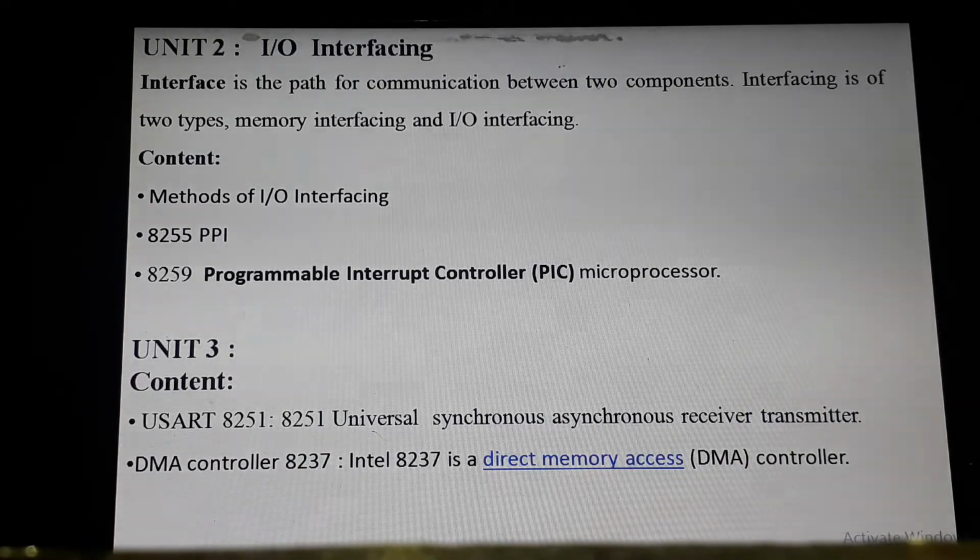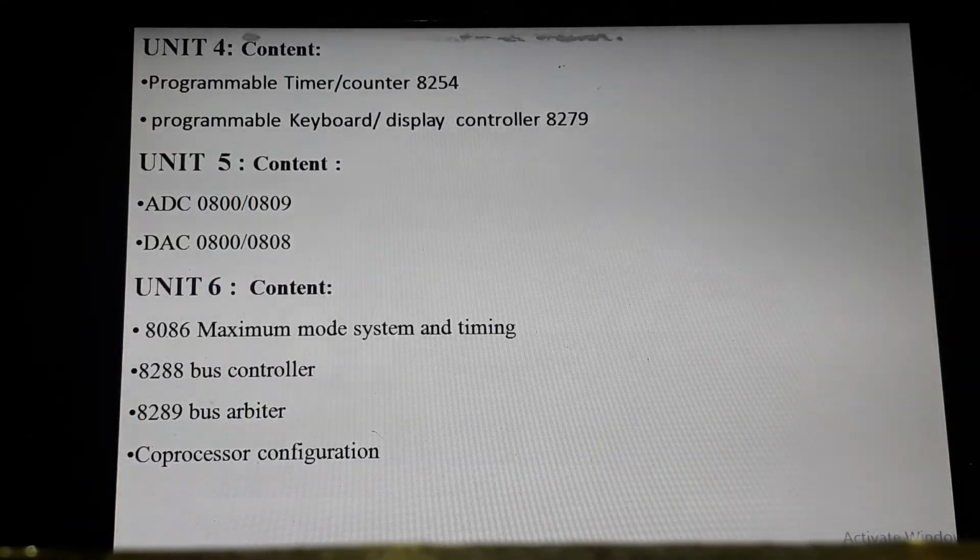In the third unit we are again studying two peripherals, the 8251 and 8237. 8251 is a universal synchronous asynchronous receiver and transmitter, and 8237 is a DMA controller, that is a direct memory access controller. These two we are studying in the third unit. Now in the fourth unit again we are studying two peripherals, the 8254 and 8279. 8254 is a programmable timer and counter, and 8279 is a programmable keyboard and display controller.